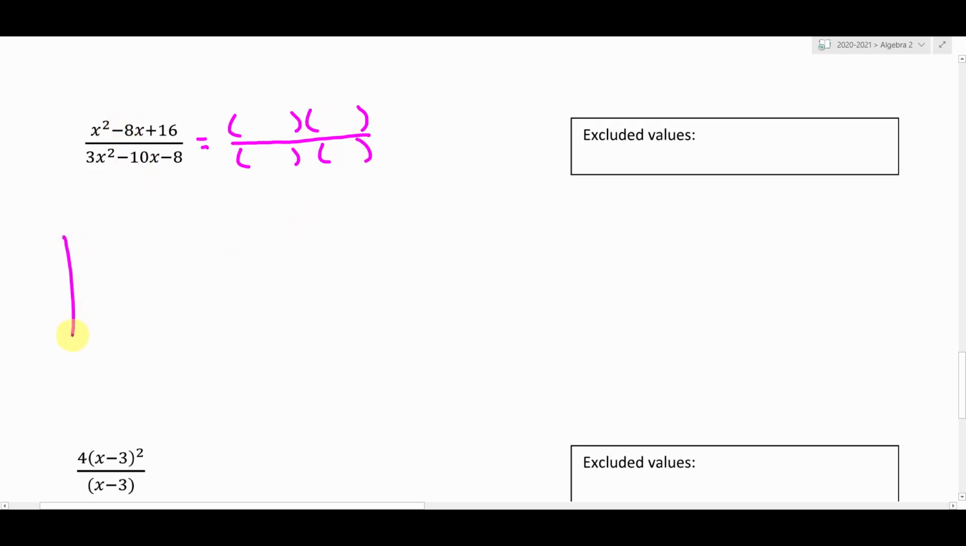So I'm going to start with this top one. I'm going to draw a box and diamond, and I'm going to factor real quick.